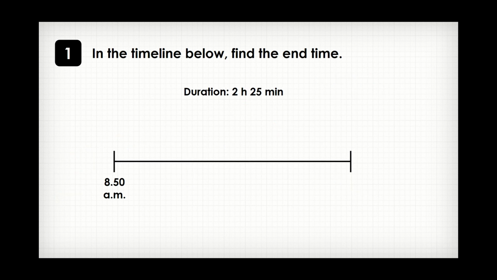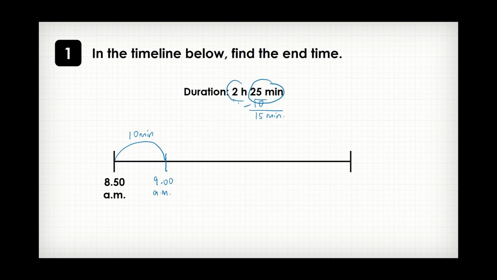Now, in the third question, you realize I've combined the hours and minutes together to form a new duration. Now the duration is 2 hours and 25 minutes. For this type of question, which is the common type of question that you will encounter, let's deal with the minutes first. Using the same strategy, 8:50 we know is 10 minutes before 9. So let's put the 10 minutes in first. So 25 minus 10 minutes, we still have 15 minutes left.